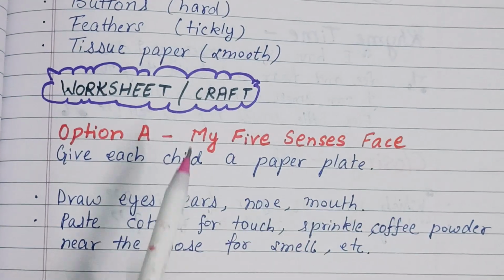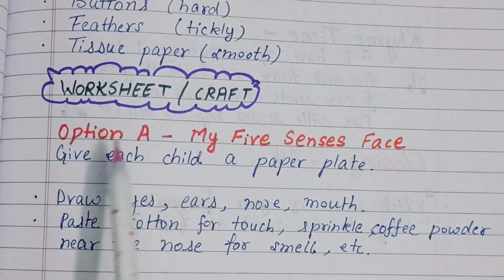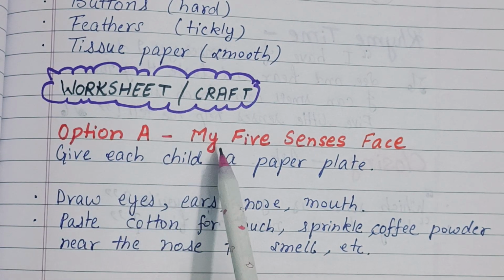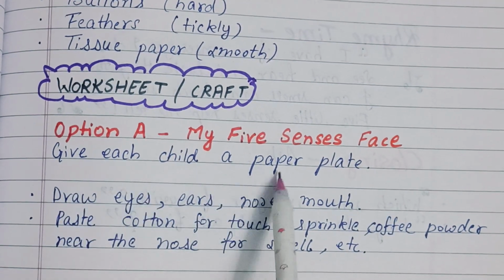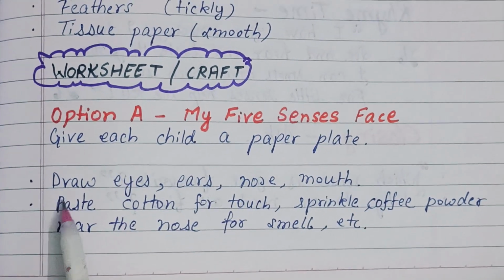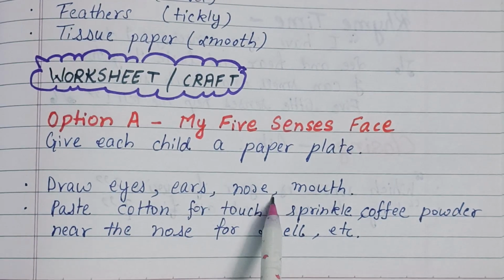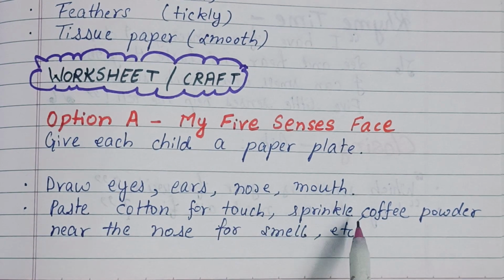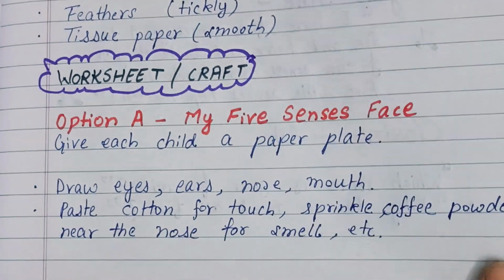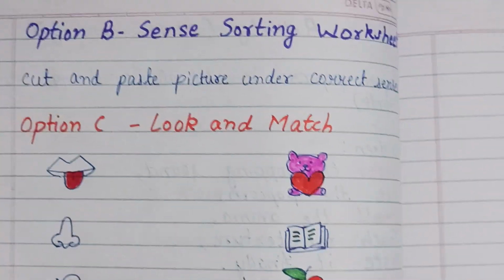Now worksheet. So here option A is my five senses face. So give each child a paper plate. Draw eyes, ears, nose, mouth, and ask them to paste cotton for touch, sprinkle coffee powder near the nose for smell, etc., like this. I will show you at the end of this lesson plan.